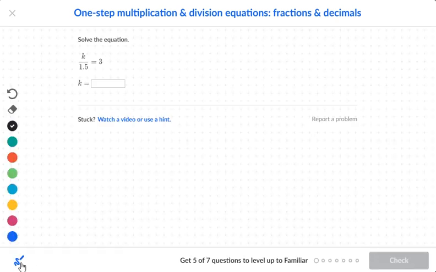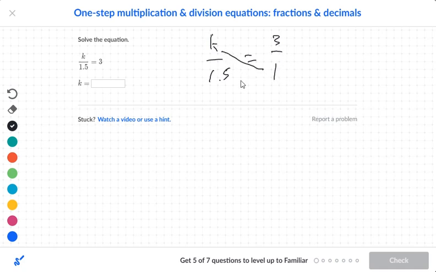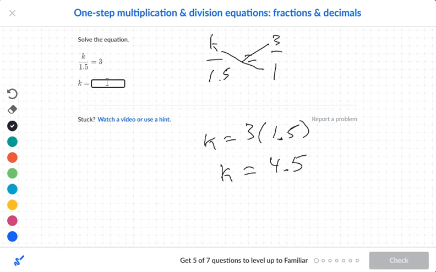Okay, so right here we got a fraction. Even though it's a decimal in there, it's still a fraction. So we'll use our rules as before. We'll just say k over 1.5 is equal to 3 over 1. So just multiply. K times 1 is k. And now multiply the other way. Say 3 times 1.5. So k is equal to, well, 3 times 1.5 is 4.5. So I get 4.5.